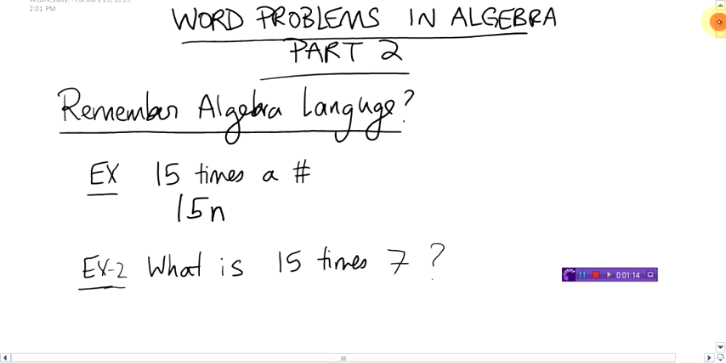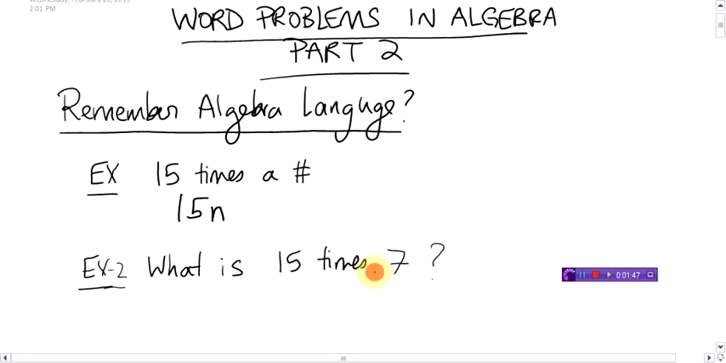I'll just review. How about this? What is 15 times 7? Now I don't want the answer right away. I want you to translate this into algebra language. Well, the "is" part means an equal sign. What is equal to 15 times 7 is what that means. Now we don't know what it is, so that's like our unknown or some number statement that we've had before.